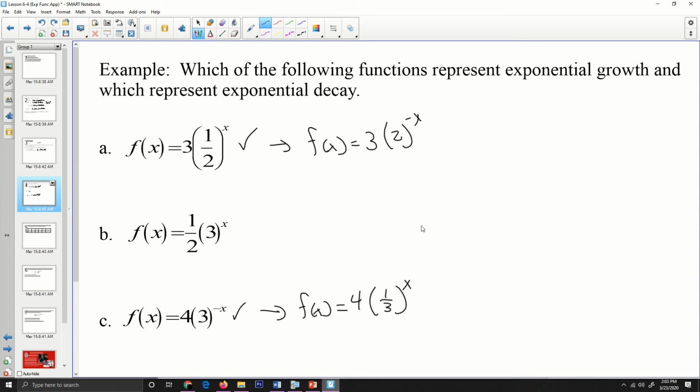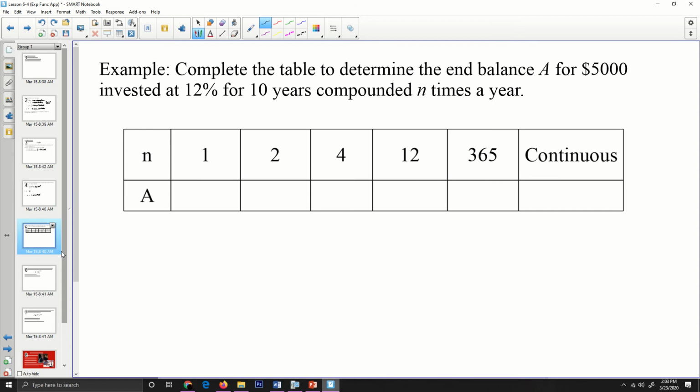So again, you can see how they're related based on the fact that a negative exponent is 1 over a positive value. All right, let's answer some questions here. It says complete the table to determine the end balance A for $5,000 invested at 12% for 10 years, compounded n times a year.